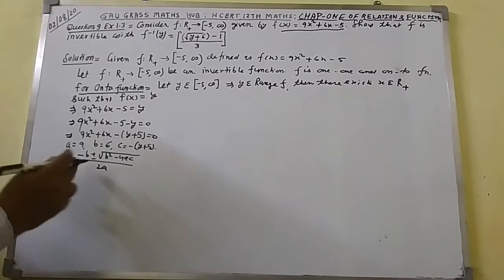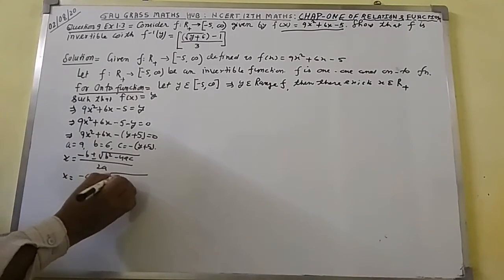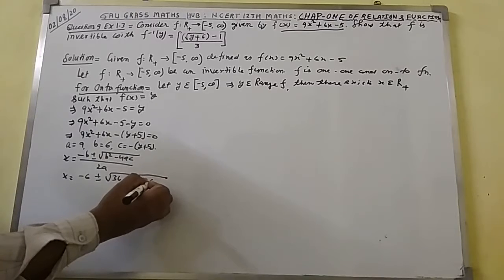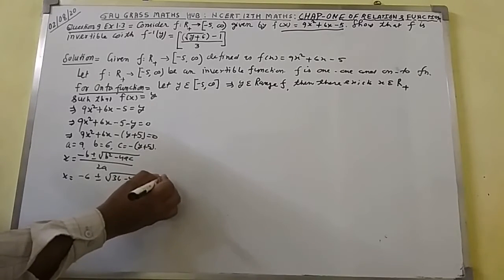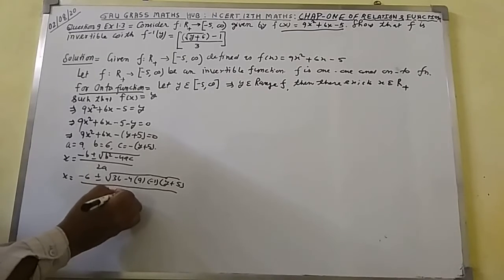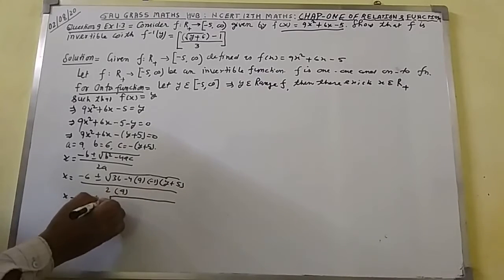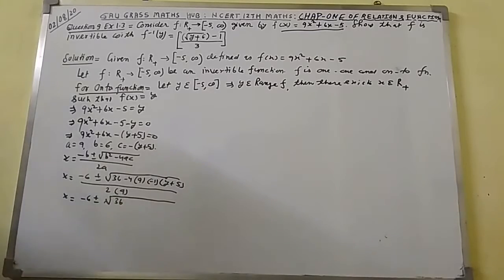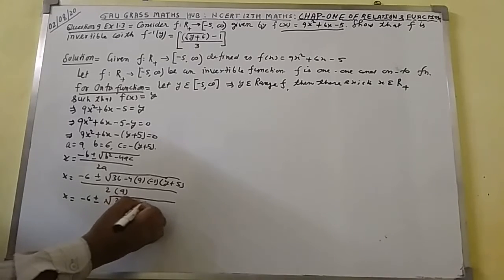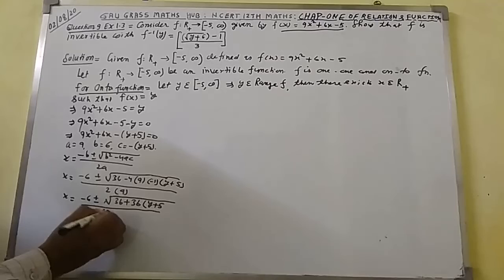So here we put minus b, so x = -6 ± √(b²), and b² is 36, minus 4 times, in brackets, the value of a is 9 and the value of c is minus (y + 5), whole over 2 times a, which is 9. So x = (-6 ± √(36 + 36(y + 5))) over 18, like this.